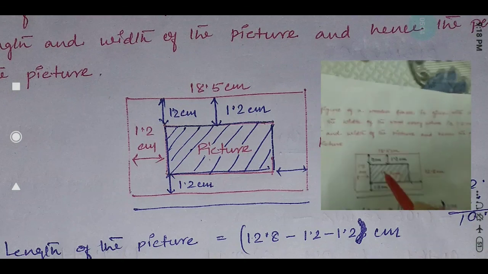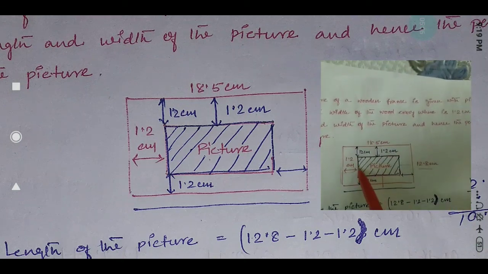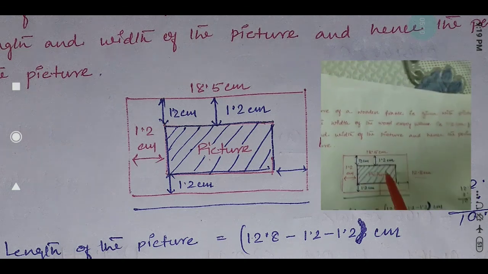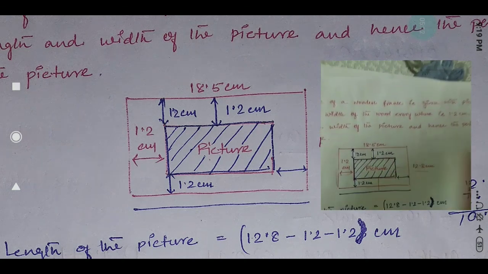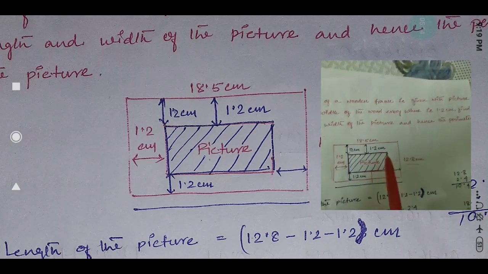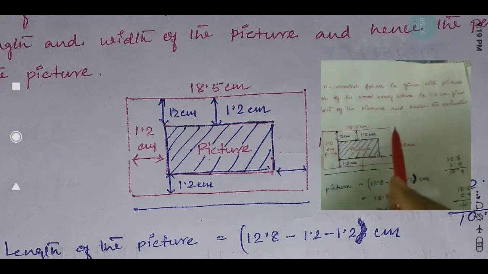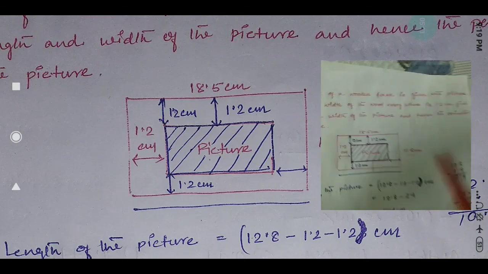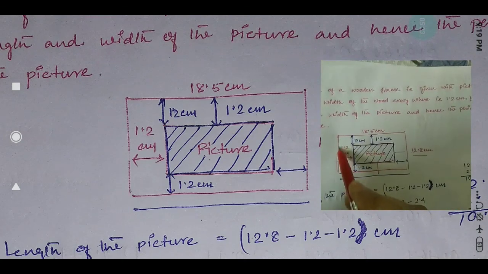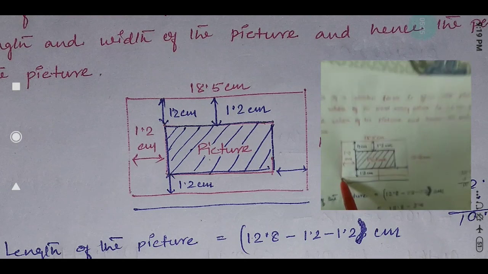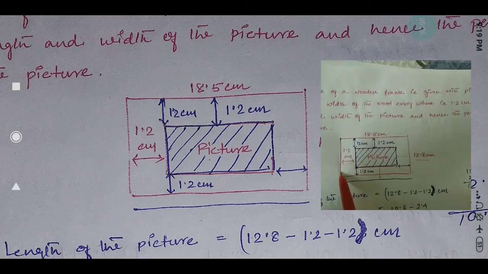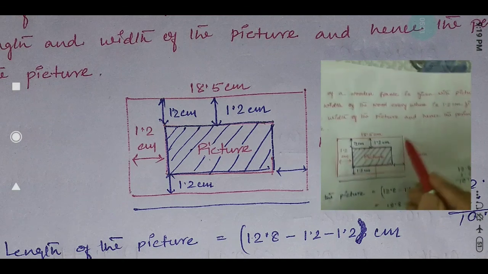Okay, so now the question is that you have to find the length and breadth of that picture, and after that you have to find what? You have to find the perimeter of the picture. Okay, so first of all we have to find the length. Length or breadth also you can find, your choice. So this is your length of what? This is the length of the frame. That frame length is 12.8.